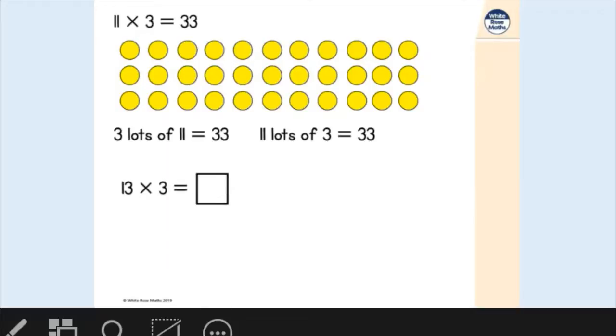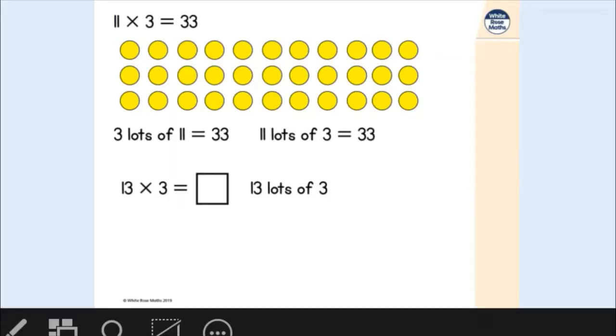So how can we use that to find this answer? Because usually we just learn our times tables up to 12, don't we? 12 times 3 being 36. So this means 13 lots of 3. Because we can see we're still timesing by 3, so that hasn't changed. But instead of having 11 lots of 3, we've got 13 lots of 3.